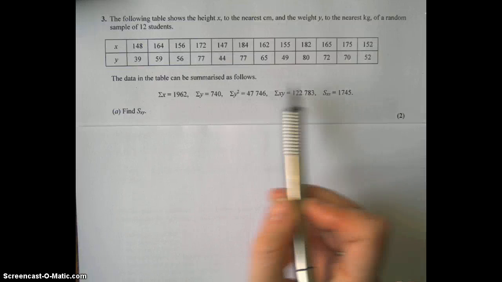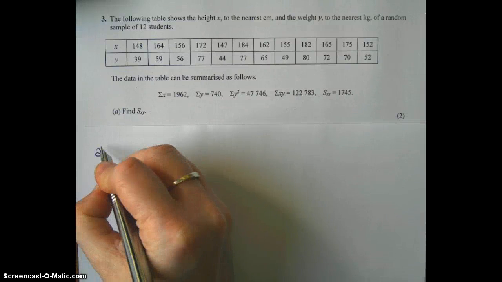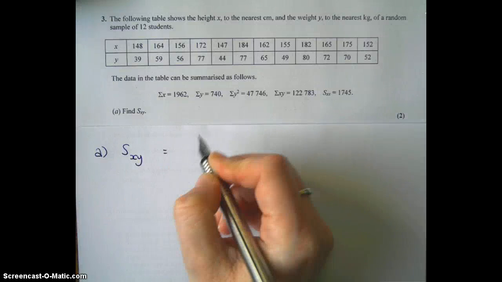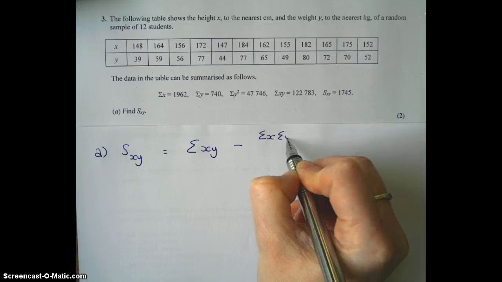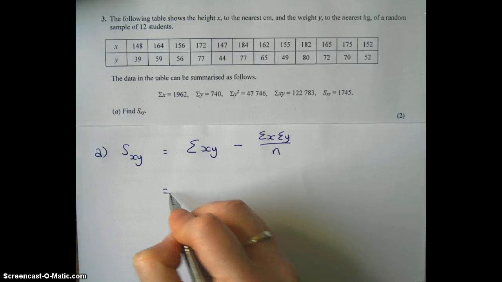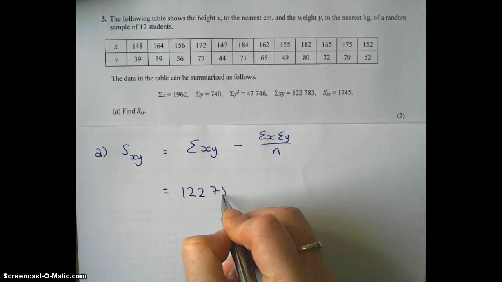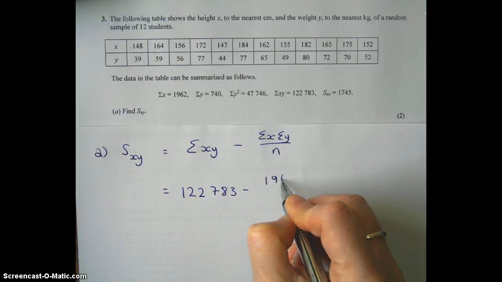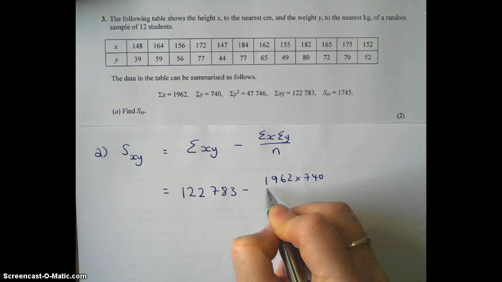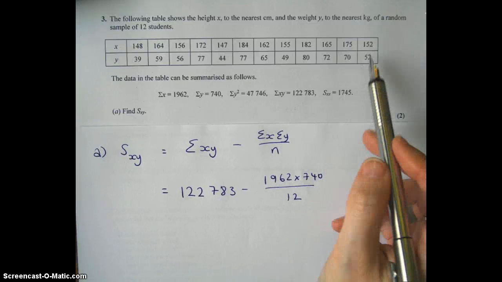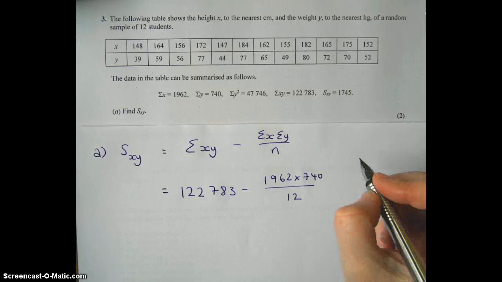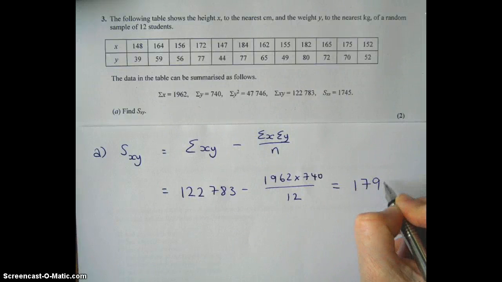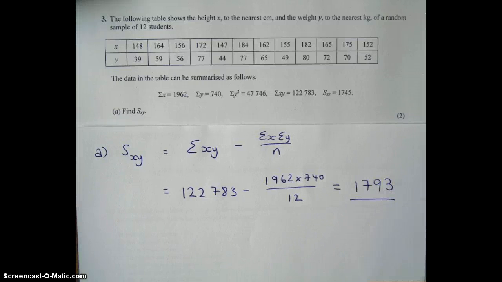So question 3 is a correlation regression question. Again, like most of these things, they give you lots of these sums anyway. So we want to find SXY. And from your formula sheet, you know that that's the same as sigma xy minus sigma x sigma y over n. If you fill in your numbers, you get 122,783 minus 1962 times 740 divided by 12. N is 12 because you've got 12 pairs of numbers. You can count them at the top. And you should then get 1,793 for your SXY.